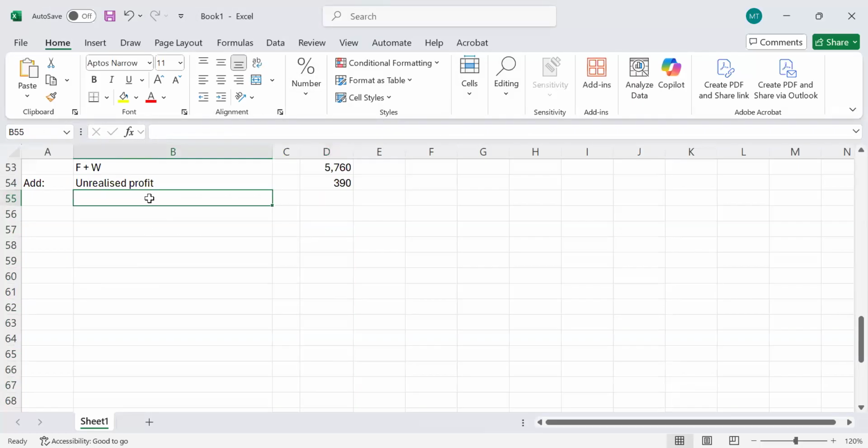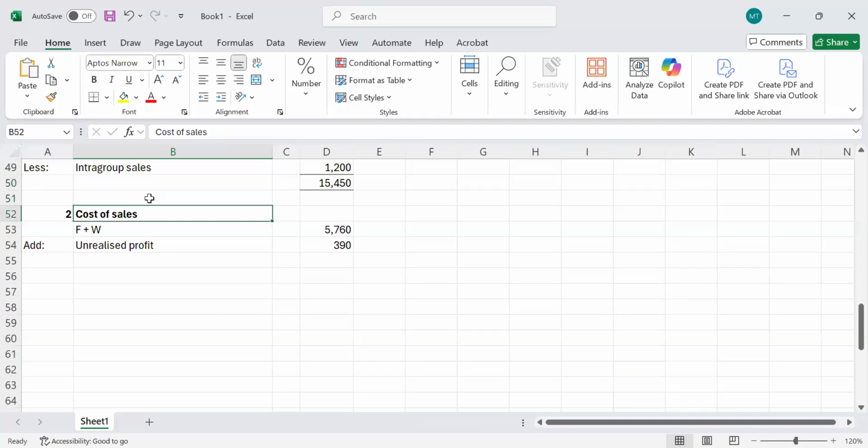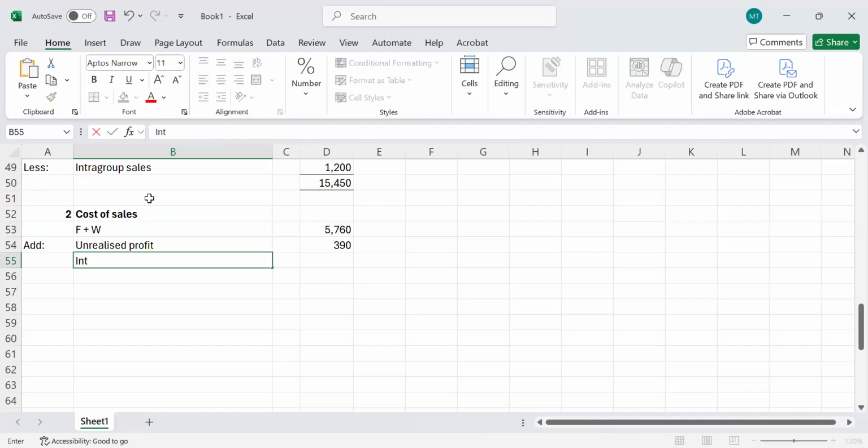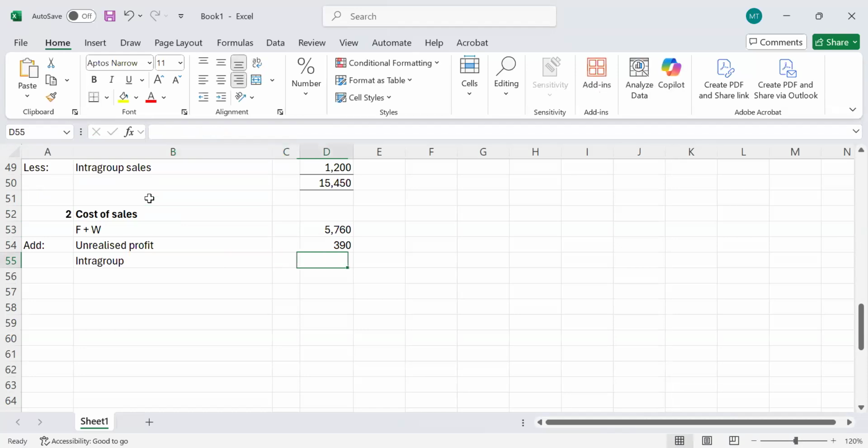Now, the story doesn't end here. We know intra-group transactions must be removed. So intra-group sales, we will remove here. Intra-group sales, 1200 is removed. Now, the final cost of sales figure as a result, I put here "less" so that you will remember. Or you can show in brackets if you like. Both are acceptable.